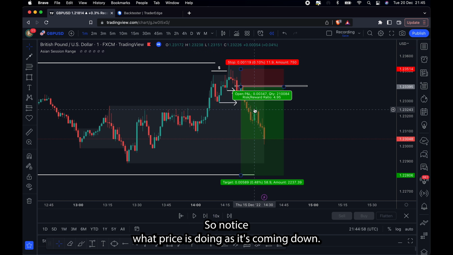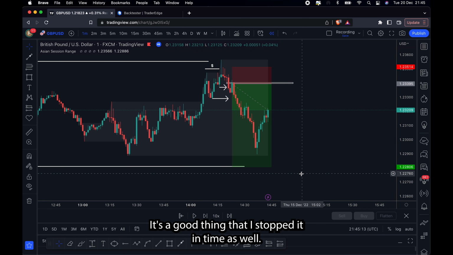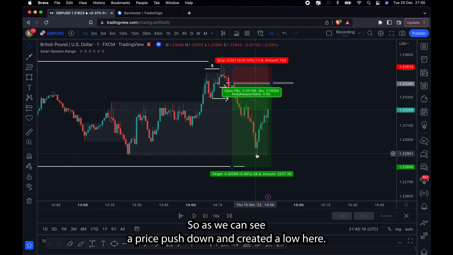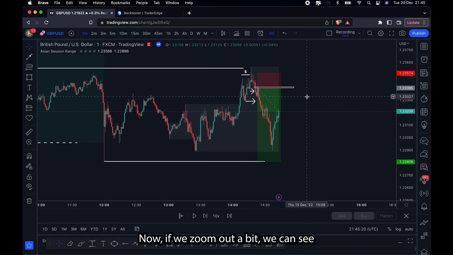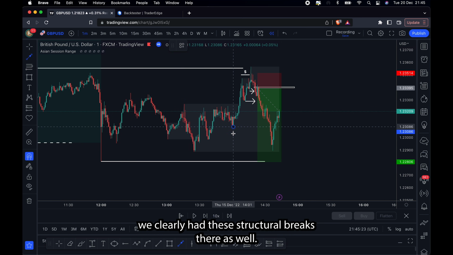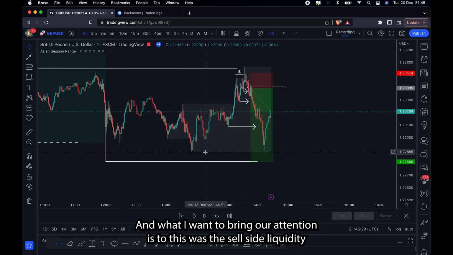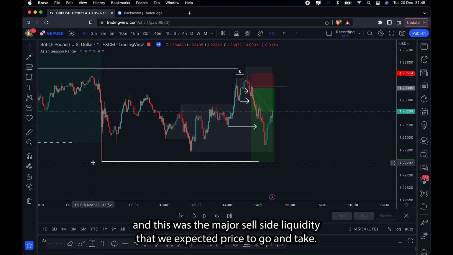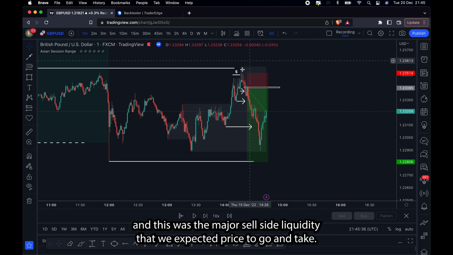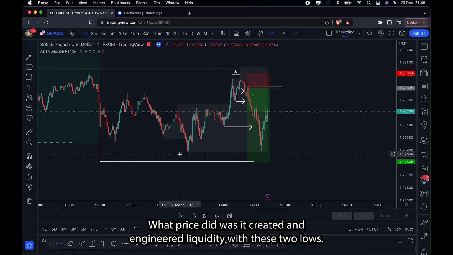So notice what price is doing as it's coming down. It's a good thing that I stopped it in time as well. So as we can see, price pushed down and created a low here. Now, if we zoom out a bit, we can see we clearly had these structural breaks there as well, and here and here. And what I want to bring our attention to is, this was the sell side liquidity, and this was like the major sell side liquidity that we expected price to go and take, but it didn't. Instead, what price did was it created an engineered liquidity with these two lows.